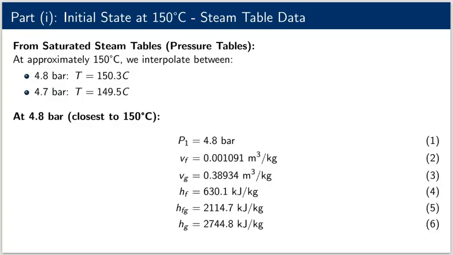So now from here, we are considering that pressure is 4.8. So P1 is 4.8, and from the steam table we'll get Vf, volume of fluid, 0.01091 meter cube per kg. Vg is 0.38934 meter cube per kg. Hf is 630.1 kilojoule per kg, Hfg, enthalpy, 2114.7 kilojoule per kg, and Hg 2744.8 kilojoule per kg. So this we get from the steam table.